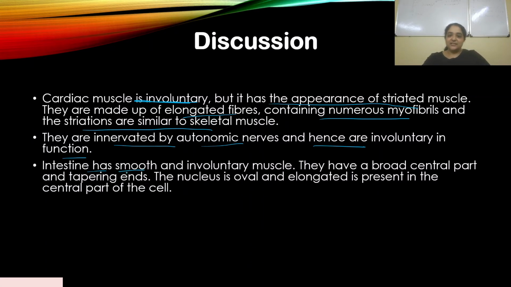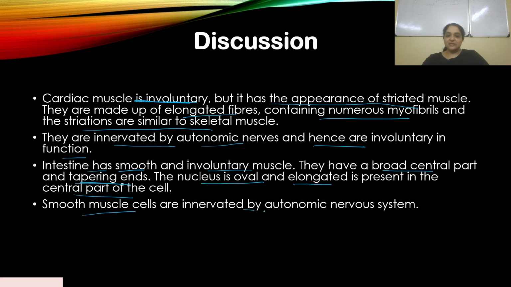Intestine. Now, intestine has smooth and involuntary muscle. These muscles have a broad central part and tapering ends, and the nucleus is oval and elongated, present in the central part of the cell. I have nice diagrams which show you the real picture of these muscles. It's coming up soon. The smooth muscles are innervated by the autonomic nervous system.